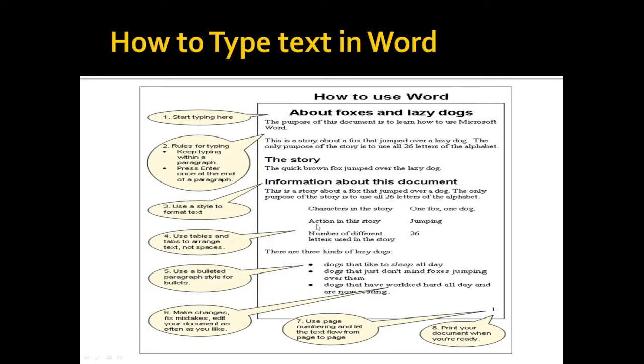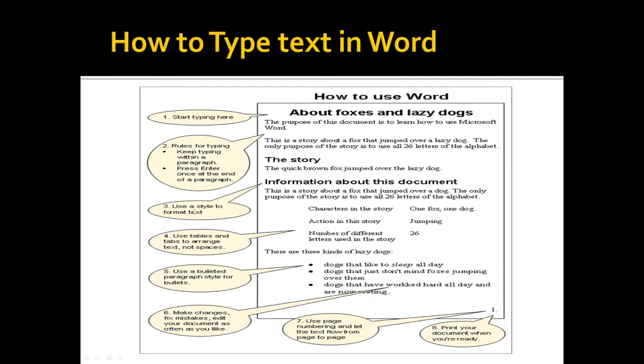How to type text in Word. If this is your window, the document window, you can just start typing. The rule for typing is to keep typing within a paragraph. We just keep on typing until the end of the paragraph. It's not per line, but until the end of the paragraph. And then at the end of the paragraph, we press the enter key.